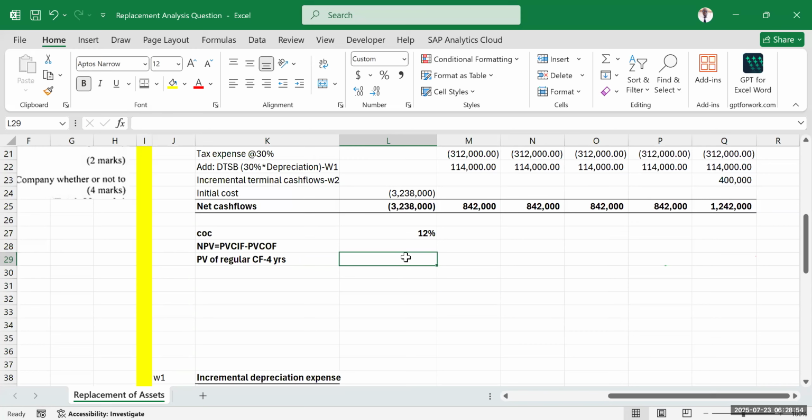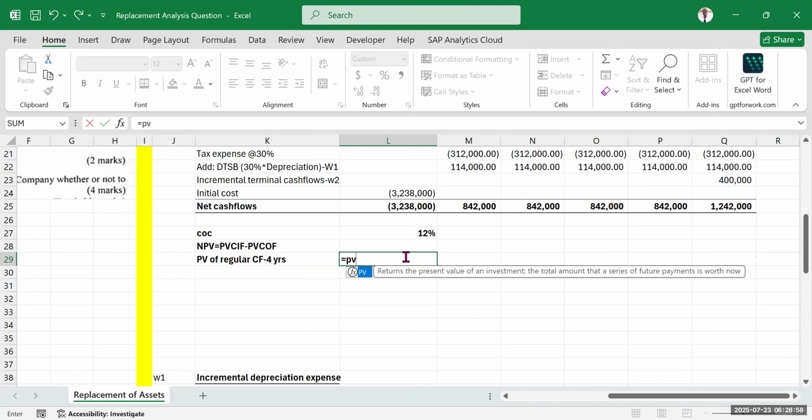So I will come here and say present value. And you can see with the description, it returns the present value of an investment, the total amount that a series of future payments is worth now. And the future payments are all regular. So I will pick it by tab. I pick on the rate. After I pick on the rate, then I put a comma, and then it is asking me number of periods.